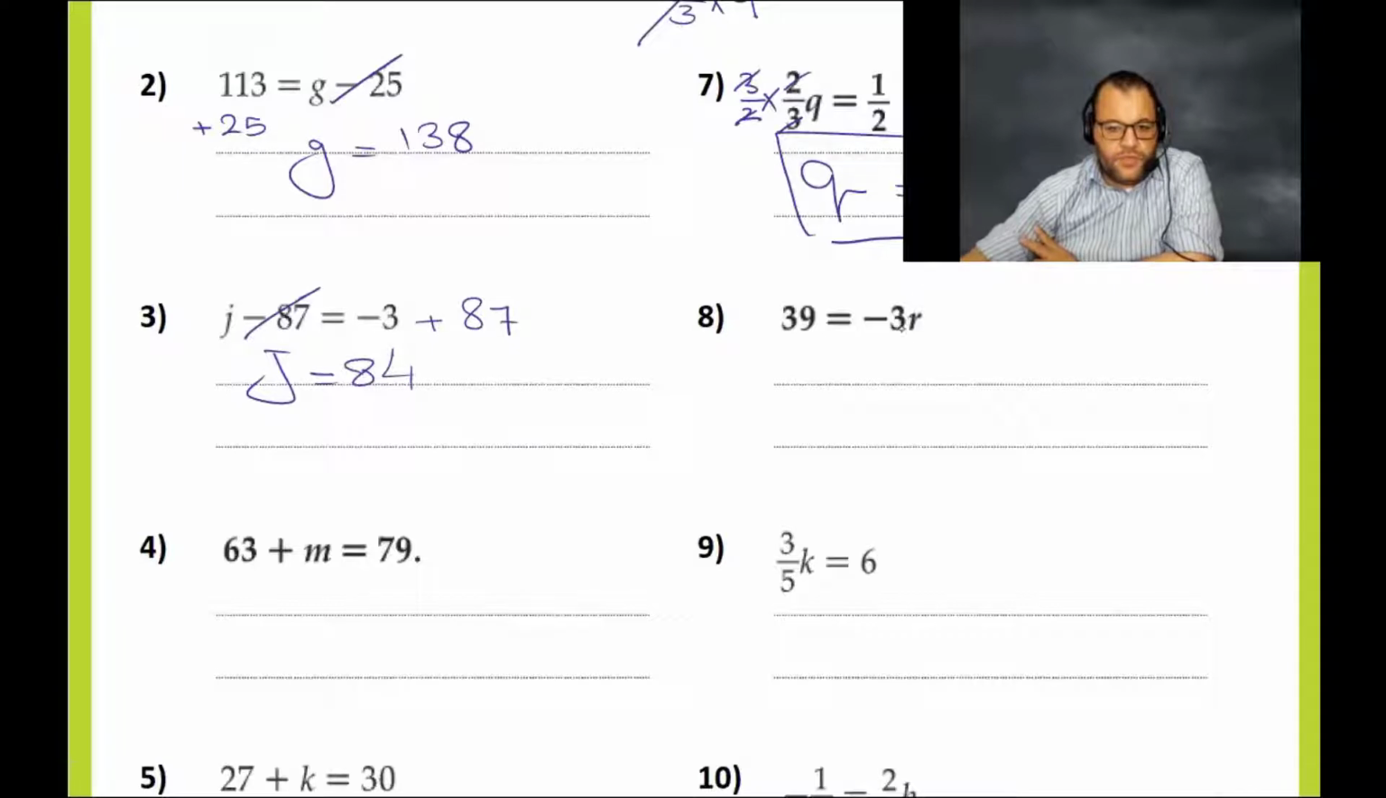Number 8. Divide by negative 3, because you have negative 3. So suppose the equation is negative 3r equals 39. So divide by negative 3. The negatives cancel. It means r equals negative 13.